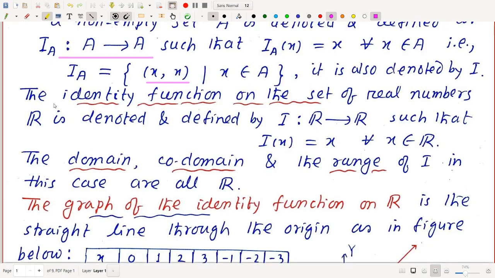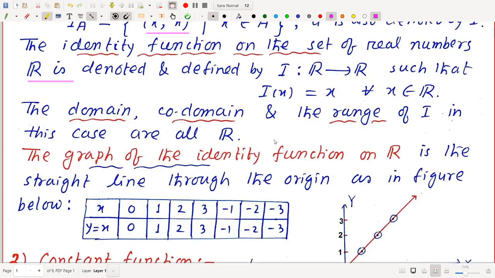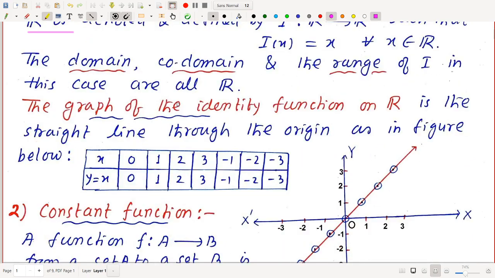That's why again we are defining the identity function on the set of real numbers capital R, denoted and defined by I, a function from R to R, such that I of x equal to x. Image of x under I is again x itself, identical for all x belongs to R. The domain, codomain, and the range of identity function I in this case are all same as capital R. All are R.